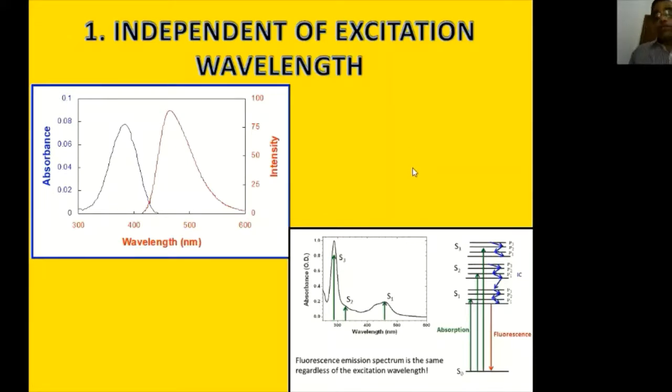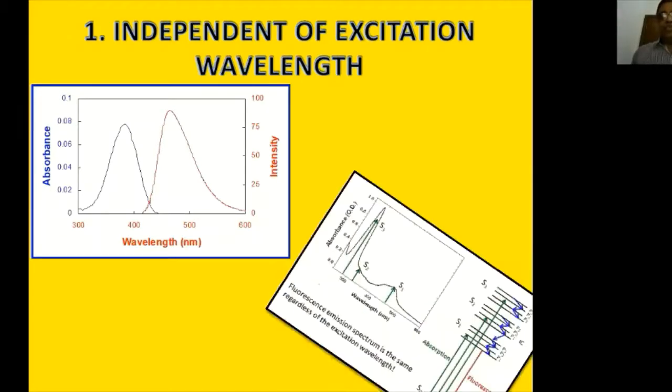This later evolved as Kasha's rule. Emission always happens from the first excited singlet state. That's very important. That is the reason why it's independent of excitation wavelength.